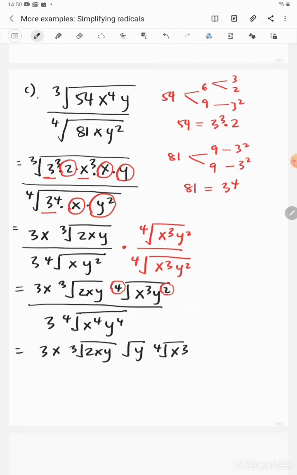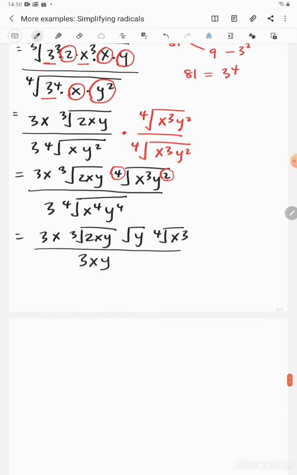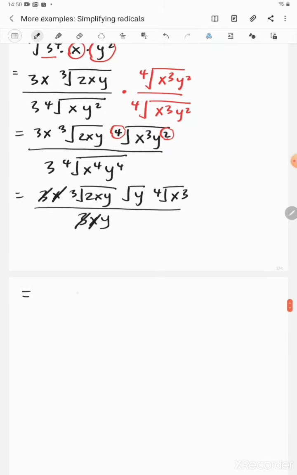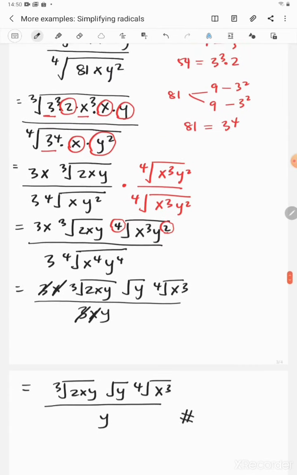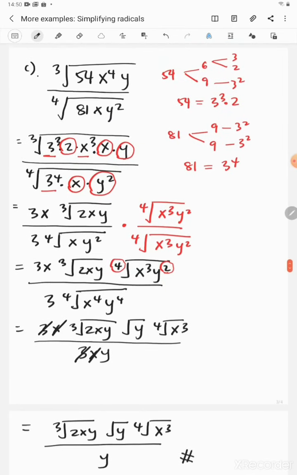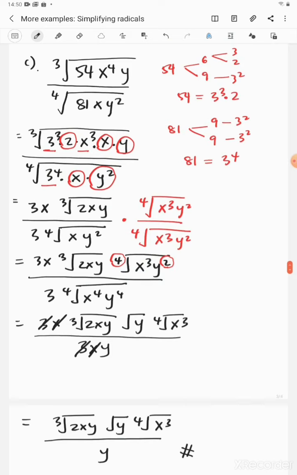Alright, divided by 3xy. So where can we simplify now? We can simplify this one. There is 3 and then x with x. So the final answer is the cube root of 2xy multiplied by square root of y and square root of x power of 3 divided by y. Okay, so this is the solution. I hope you understand this example C.